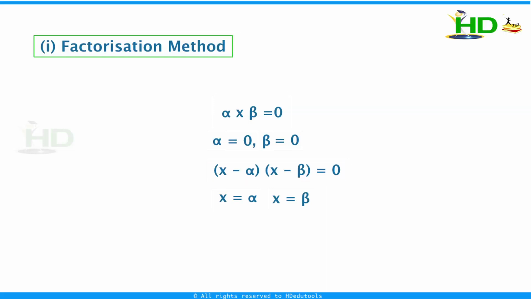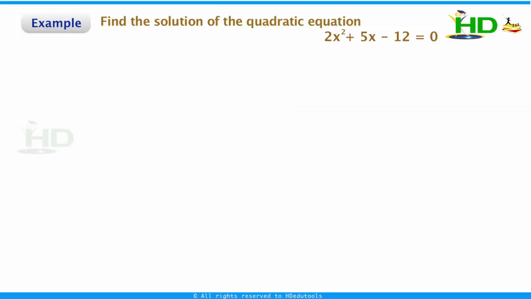That means we have to split the given equation in the form of x minus alpha into x minus beta, and alpha and beta are the roots of this equation. We take one example. Let us take the quadratic equation 2x square plus 5x minus 12 is equal to 0. I want to find the solution for this equation, that is, the value of x which satisfies this equation.